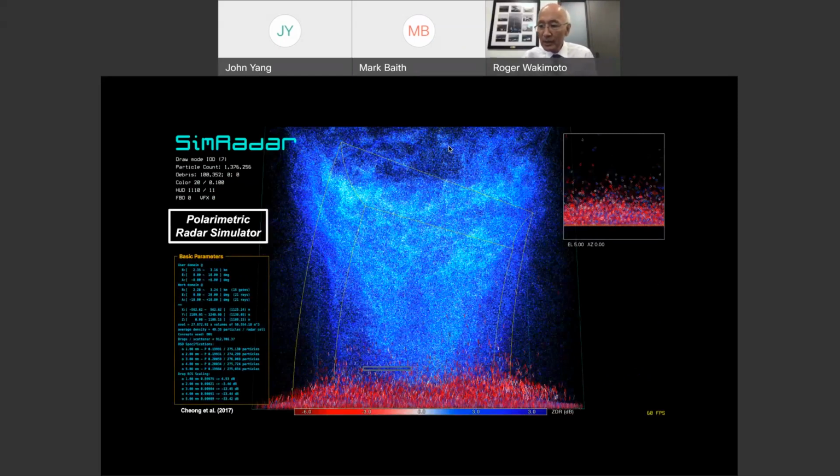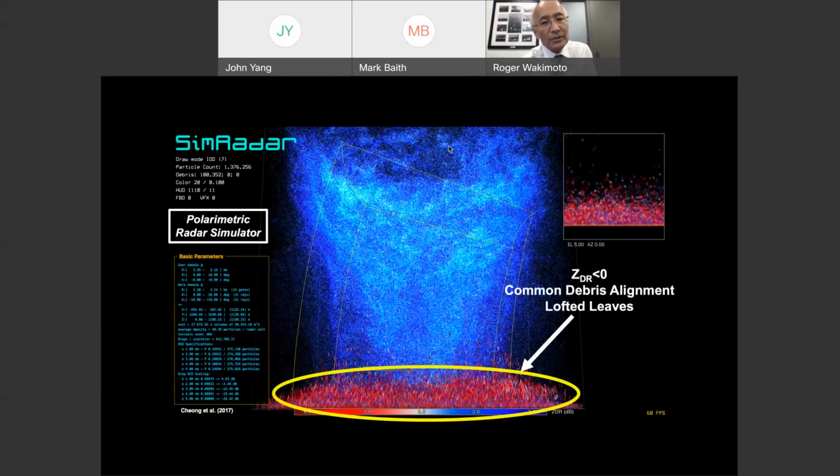And what they did in this simulation is they released debris. The debris is all that red, and all that red is negative ZDR. So this polarimetric radar simulator actually replicated this negative ZDR. And what they showed in their simulation was that this was because of common debris alignment. And the debris was lofted leaves.